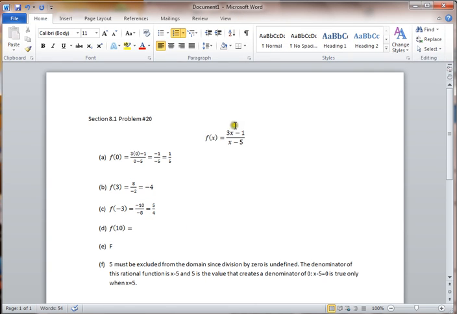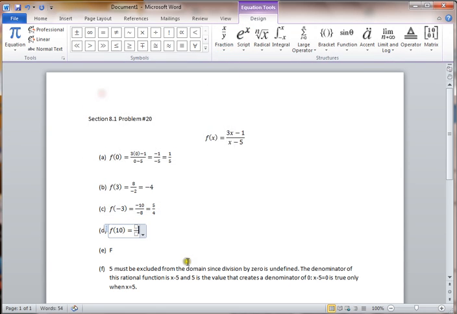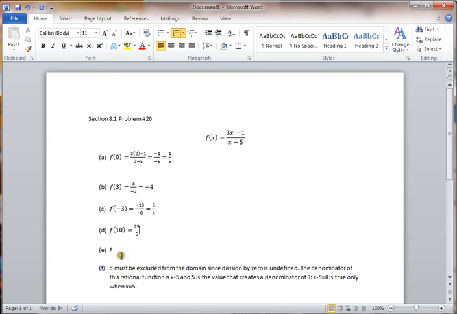And when we go to plug in x equals 10, we do the same thing. Set up our rational expression. 3 times 10 is 30, minus 1 gives us 29. And at the bottom, 10 minus 5 gives you 5, so 29 over 5, and this doesn't reduce any more.